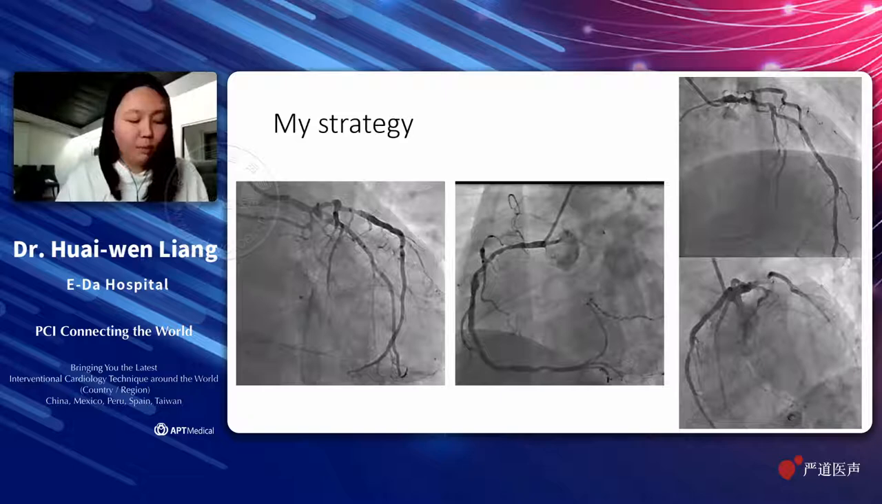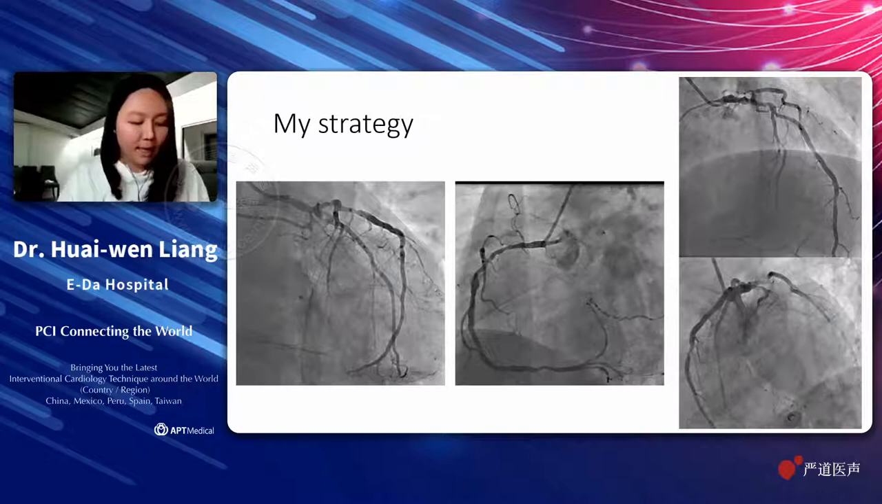Since treating the remaining left side lesion will be a big project, I prefer to fix the right coronary lesion the second time and leave the left total occlusion for last, because it is a potential left total occlusion, potential left main bifurcation, diffuse LAD lesion. I will leave it for the last time.